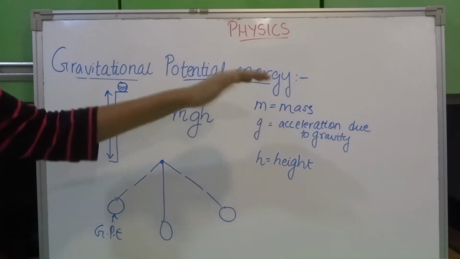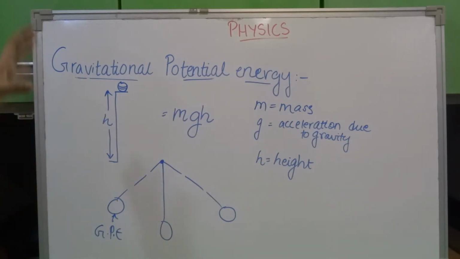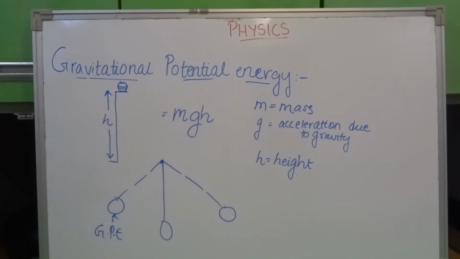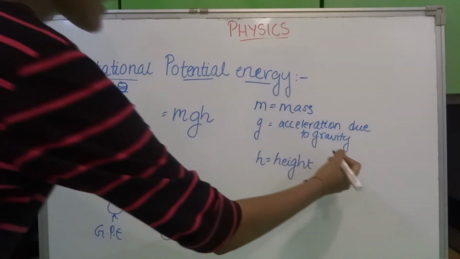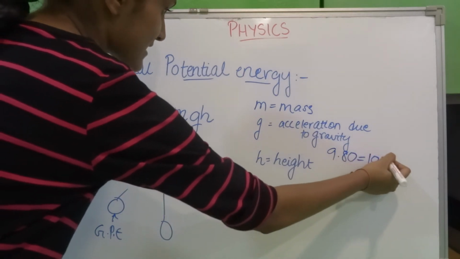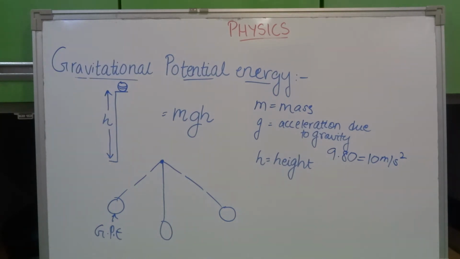g, that is gravitational acceleration, is the pull of the earth. So when an object is pulled towards the earth, it has acceleration due to gravity, which is actually 9.80, but it is rounded to 10 meters per second square.